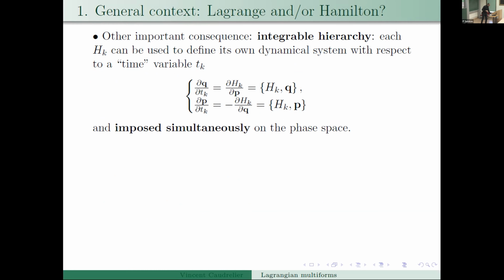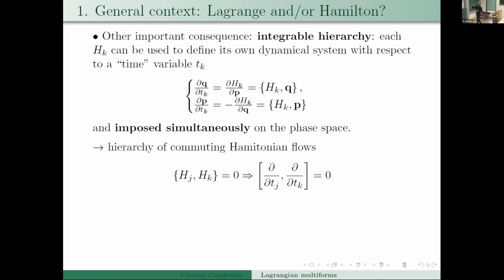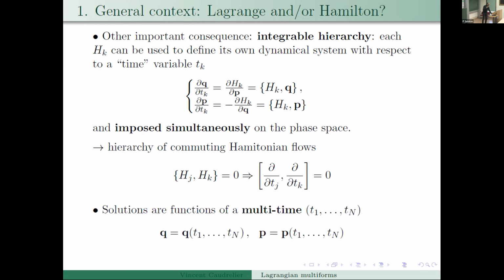is precisely because of this property that they Poisson commute, which implies that the corresponding vector fields commute, which implies, more visually, that if you start from some initial point in your phase space and follow the trajectories along various times, the path doesn't matter. You will arrive at the same point. So it's a path independence. That's what this condition captures on what I call multi-time.